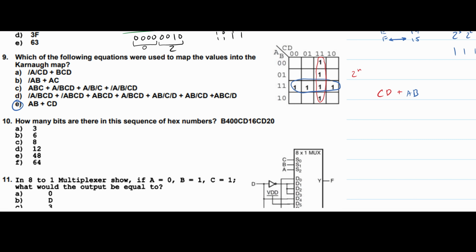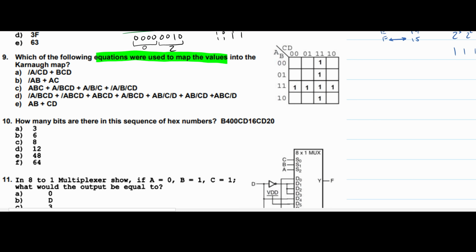And that's because of what the instructions are asking us specifically. It's saying which of the following equations are used to map the values. So the key part is equations used to map the values. Now, if we just used A, B, ORed with CD, we would not get this. So let's erase all this. In fact, if we just use A, B, ORed with CD, we would definitely not get this.